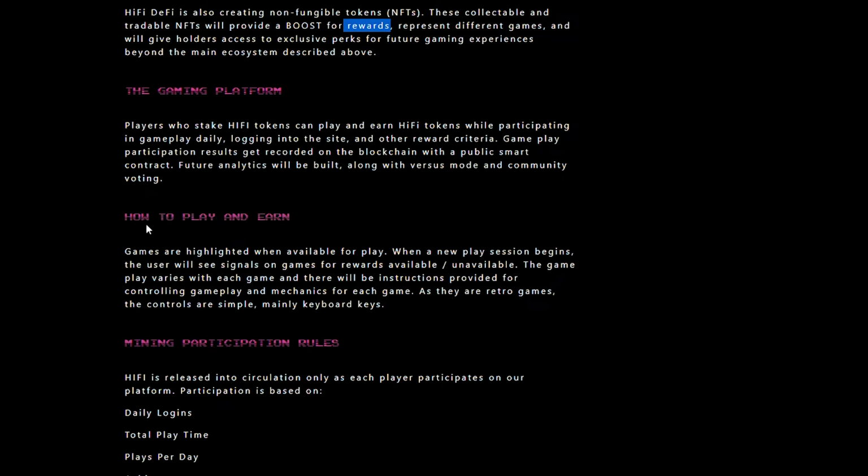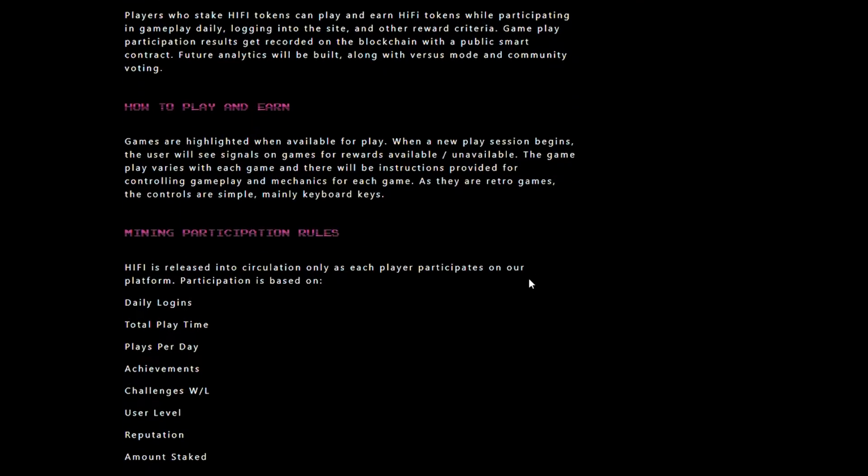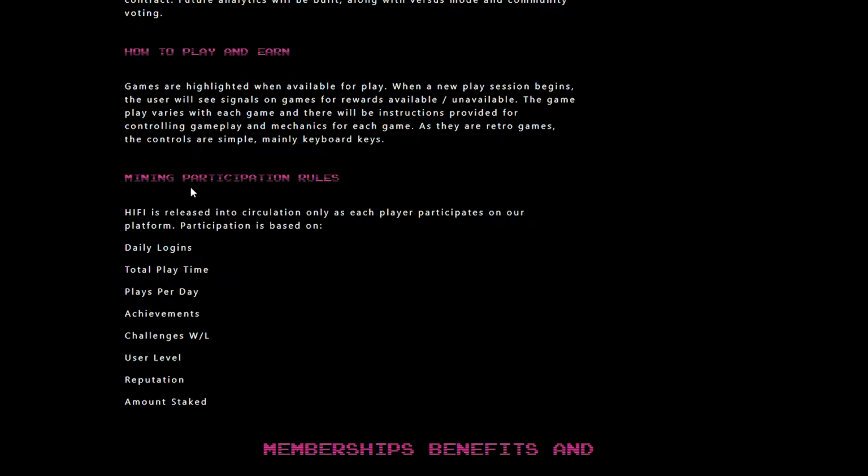Really, really nice. So how to play and earn. Games are highlighted when available for play. When a new play session begins, the user will see signals on games for rewards available or unavailable. The gameplay varies with each game, and there will be instructions provided controlling gameplay mechanics for each game. As they are retro games, the controls are simple, mainly keyboard keys. Really exciting, guys. Definitely one I'm going to be following along with. And some info on the mining participation rules as well here.